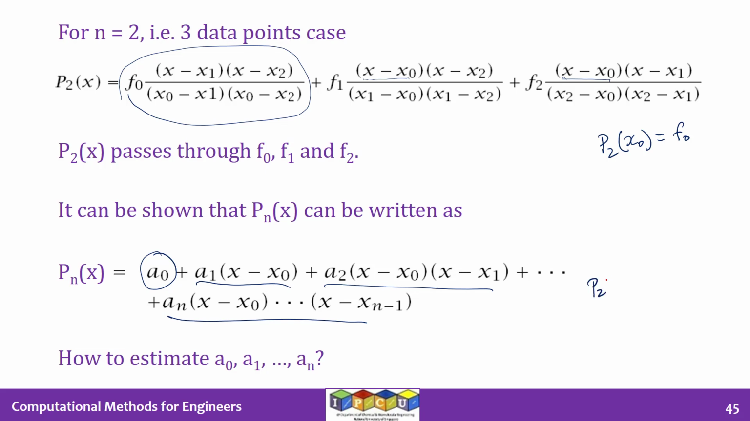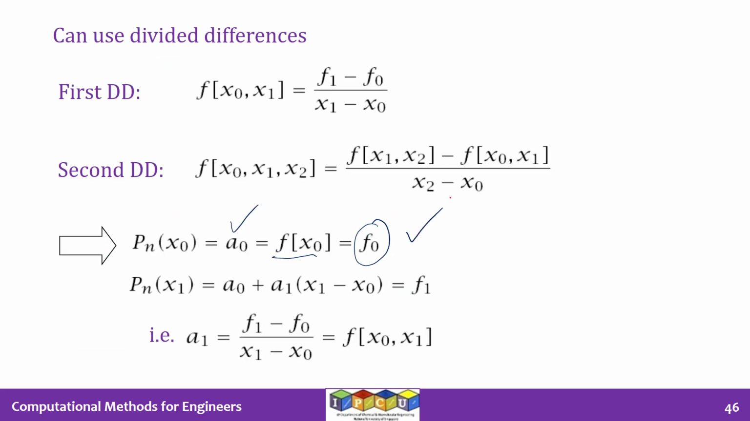P2 at x equal to x naught from here is going to give us a naught. Since we are talking about the same interpolating polynomial, a naught should be equal to f naught. So we have already found out a naught. A naught is nothing but f naught. That is what this says. And we can represent, if you like, f naught as f at x naught. So you can call that the 0th divided difference if you like. All right. So we have sorted out a naught.